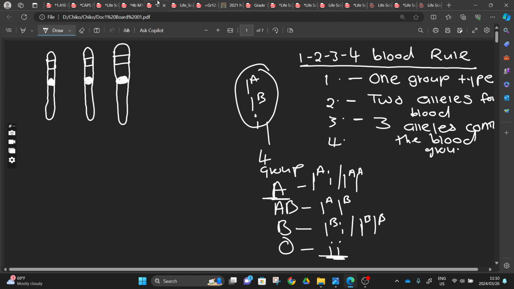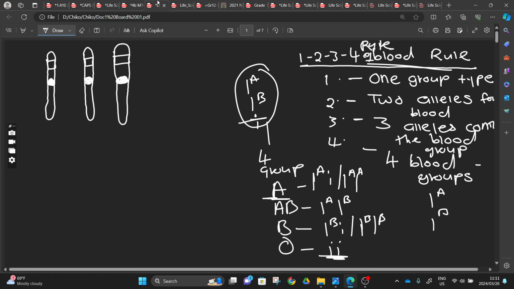Three alleles control the blood group, which will be 1A, 1B, and this one. And then number 4, we are going to say resulting in 4 blood groups. So you see, it's 1, 2, 3, 4: the rule of blood. An individual has one group type. I have 2 alleles, and my group type is controlled by 3 alleles, and those 3 alleles result in 4 group types.